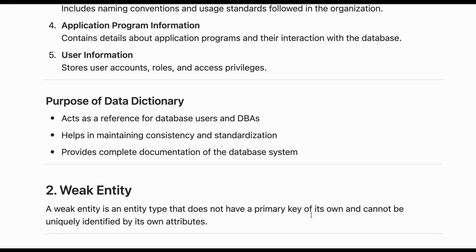A weak entity is an entity that does not have a primary key of its own. It cannot be uniquely identified using only its attributes. So it depends on another entity, called the owner entity, for the identification.